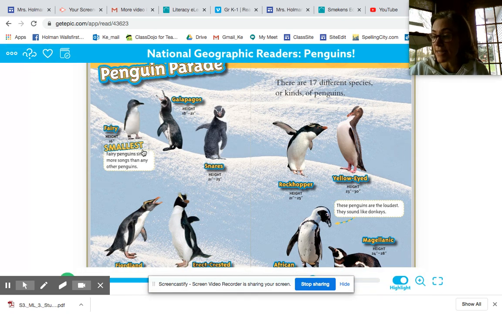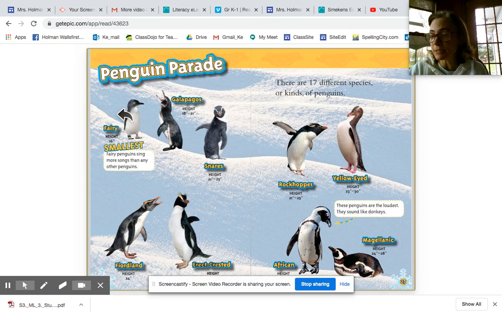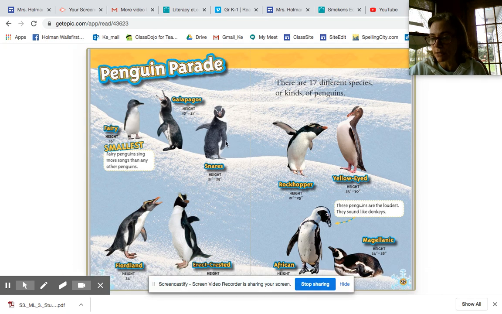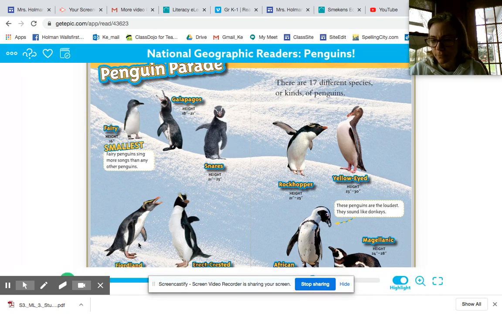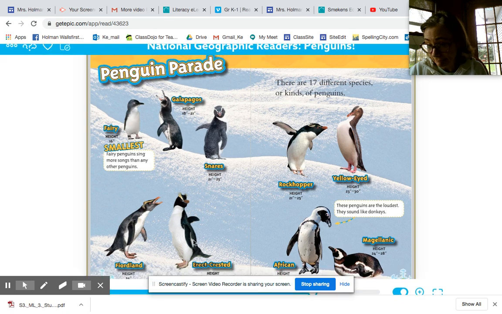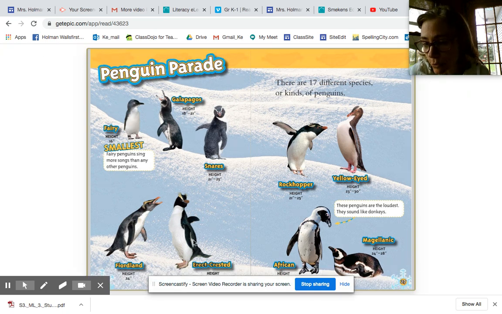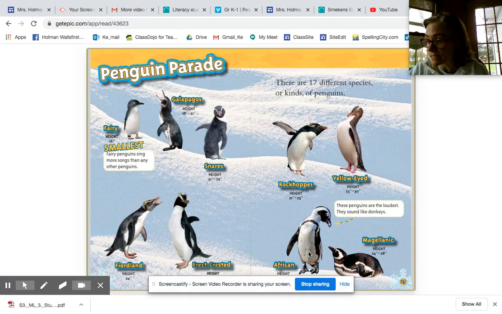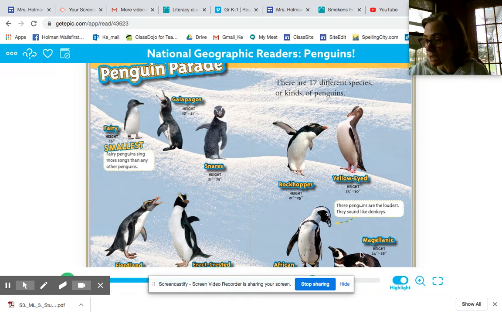All right, yeah, so there are all different types of penguins. There are 17 different species or kinds of penguins. There's the fairy penguin, which is the smallest, the Galapagos penguin, snares, Fjordland, I think that's how you pronounce that, or Fordland, I'm not sure. Erect crested penguin. There's that rockhopper one we talked about. Yellow-eyed penguin, African, Magellanic. I'm not sure. Mrs. Holman, I think, probably messed that word up.